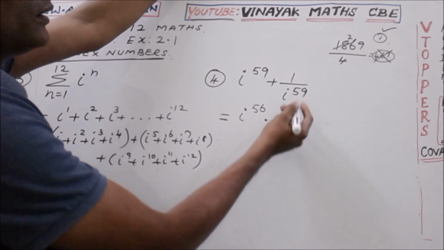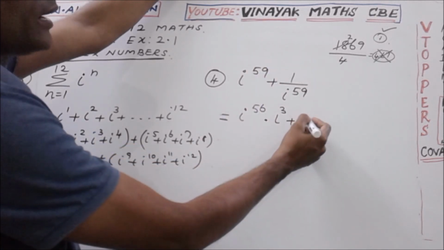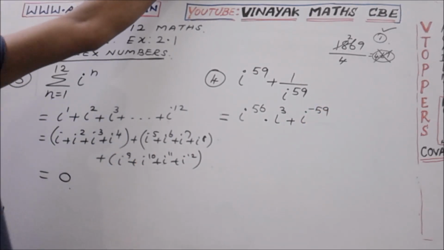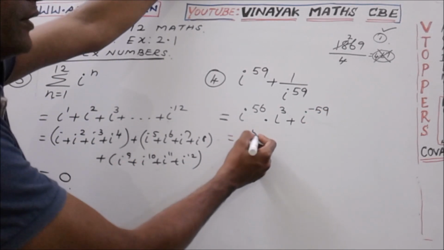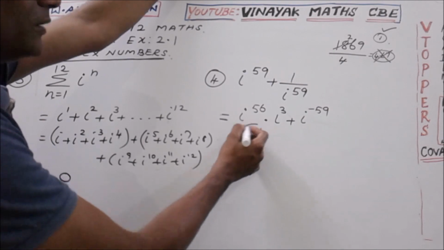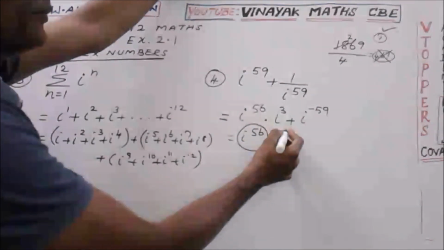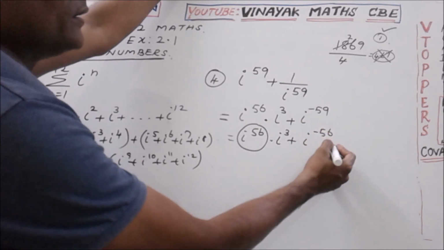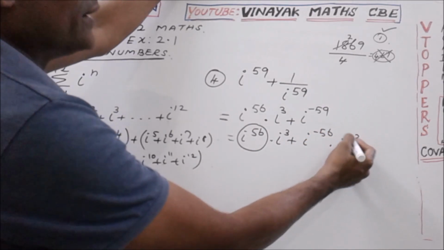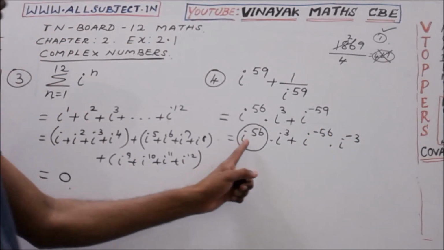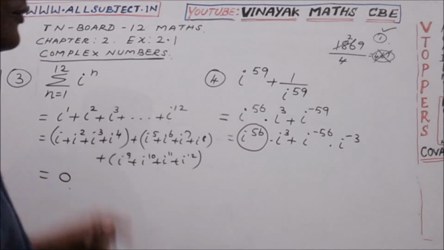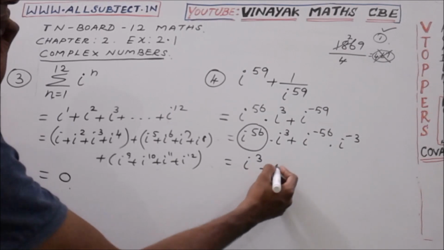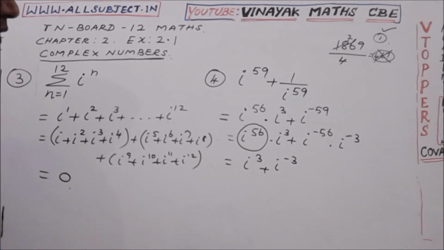Then the denominator becomes the numerator: I bring it to the numerator, i to the power minus 59, which is equal to i to the power 56, a multiple of 4, into i to the power 3, plus i to the power minus 56 into i to the power minus 3. Now these two become 1 because they are multiples of 4. So the answer is i to the power 3 plus i to the power minus 3.